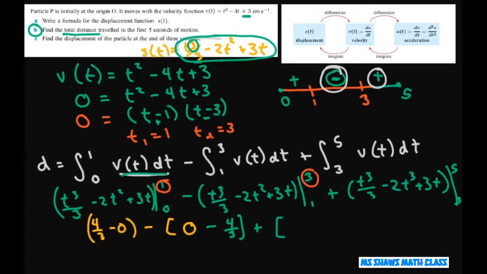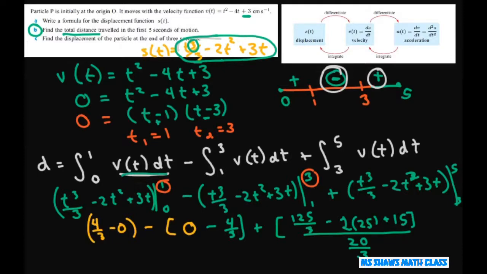When you plug in 5, you're going to get 125 divided by 3 minus 2 times 25, which is 50. This should be squared. And then plus 3 times 5 is 15. And then again, 3 gives you the 0. So finally, when you simplify all this, it equals 20 over 3.